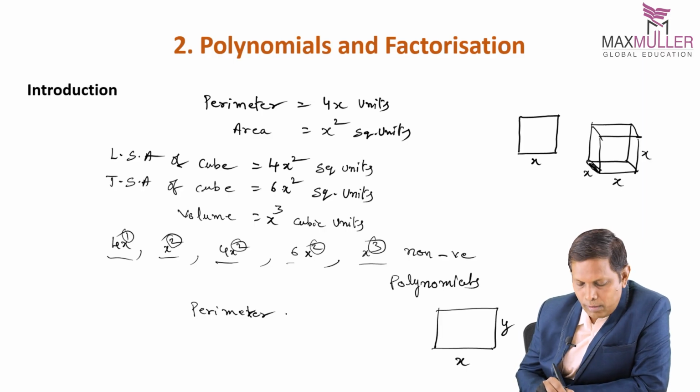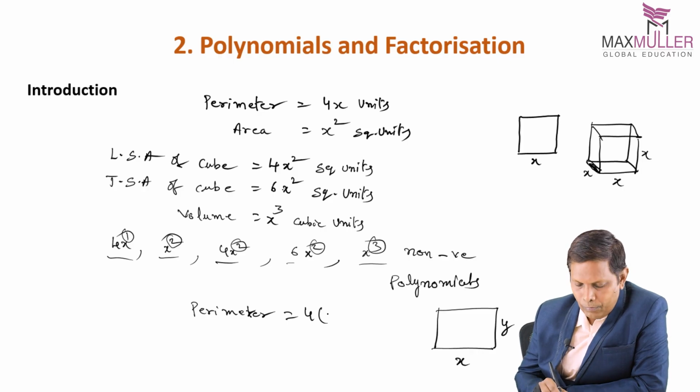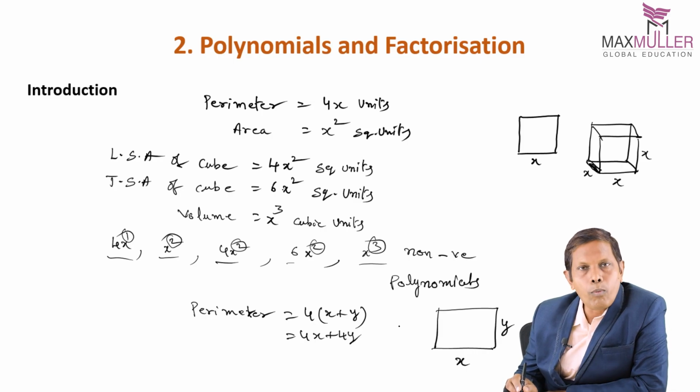Perimeter, in the sense, what is the formula for the perimeter of a rectangle? That is 2 into length plus breadth. That means x plus y. Finally you will get 4x plus 4y.